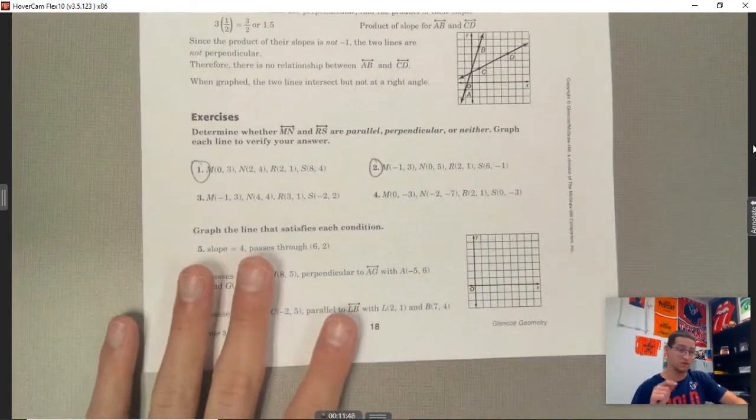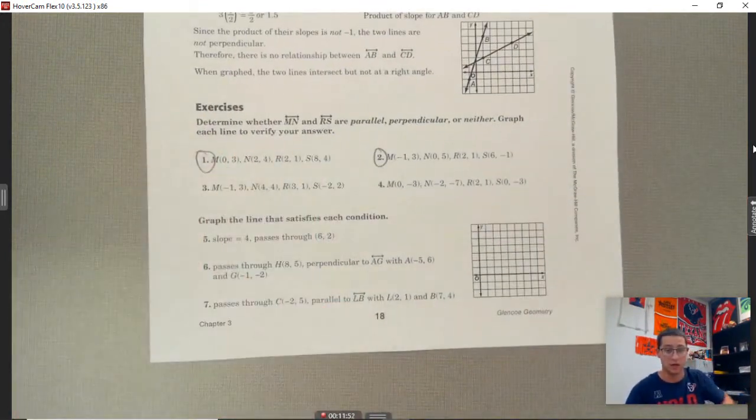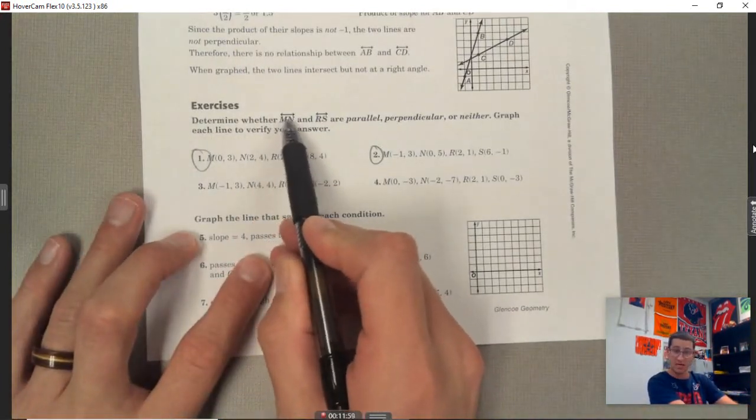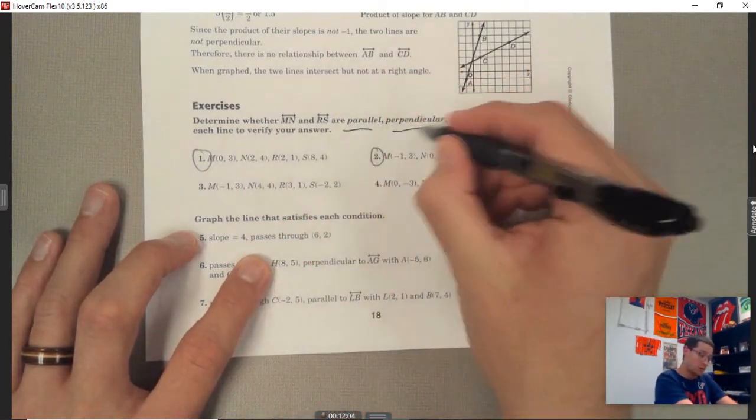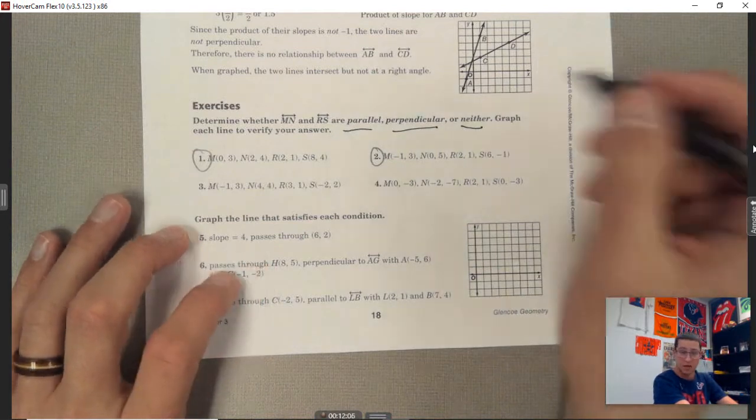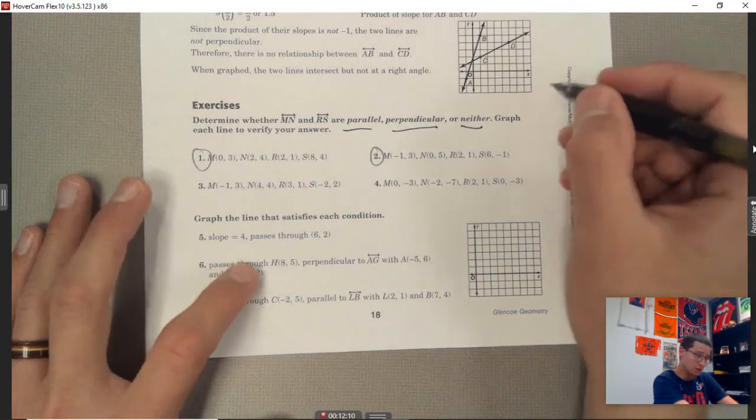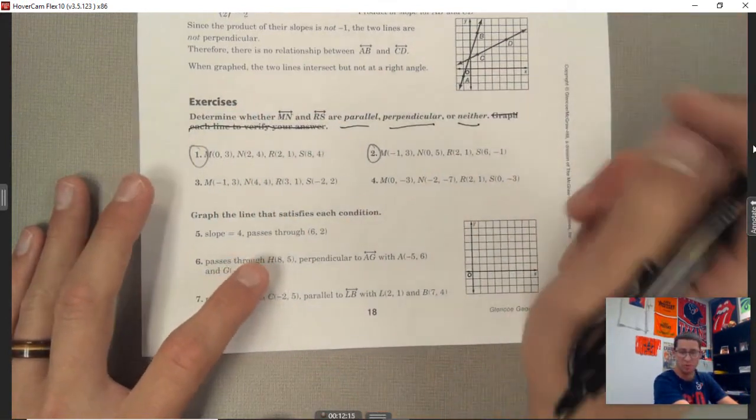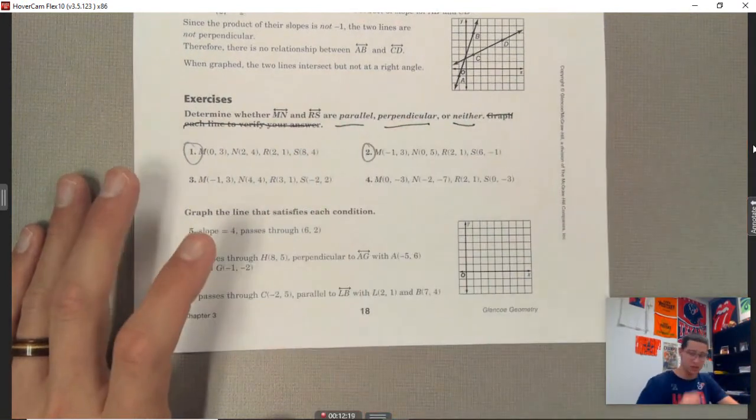Okay. Now, the rest of these notes go over essentially what I just went over. All right. So we're going to go ahead and look at 1 and 2 here. And we're going to look at the instructions first. Okay. So it says determine whether line MN and line RS are parallel, perpendicular, or neither. Okay. And then graph each line to verify the answer. We're not going to graph just because we're going to graph towards the end of this, and we'll get our practice for graphs when we get there. Okay, let's just go ahead and do the slopes.